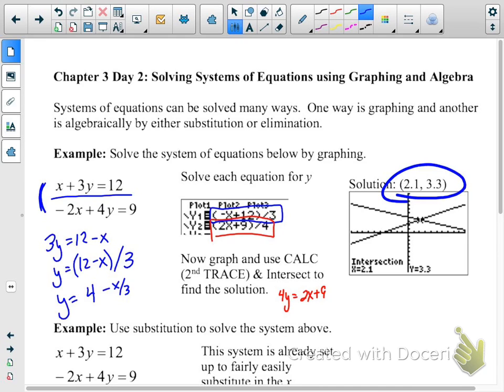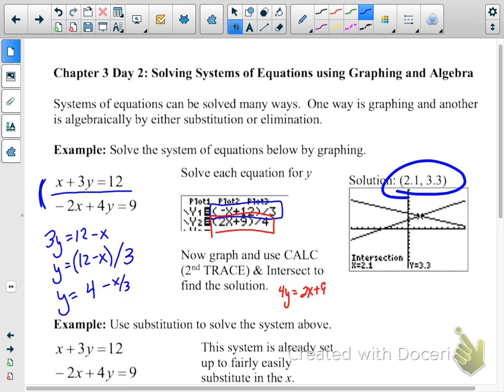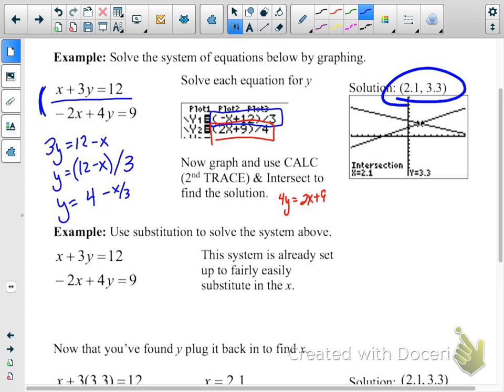Okay. All right, now what if we need to use algebra? Now, why would you need to use algebra? The directions say to use algebra. Or maybe they want an exact answer.